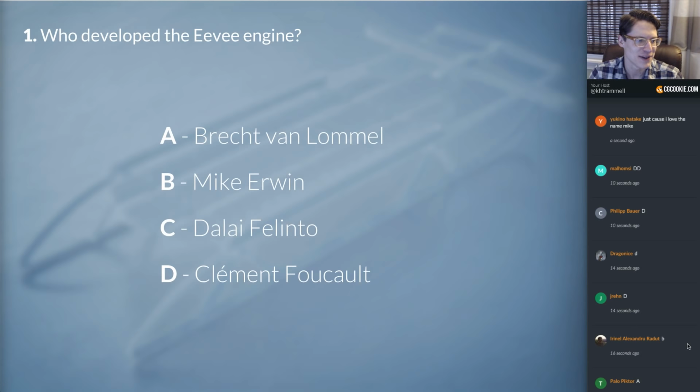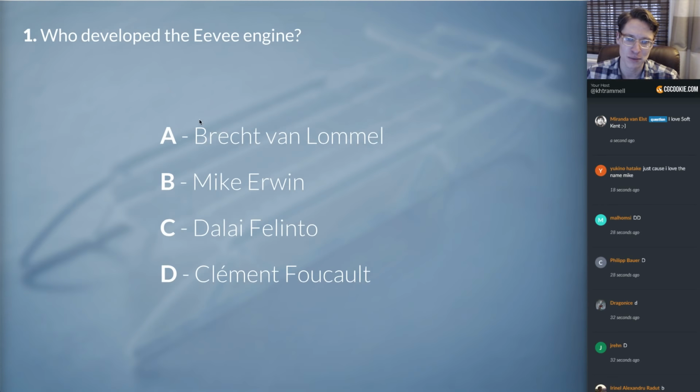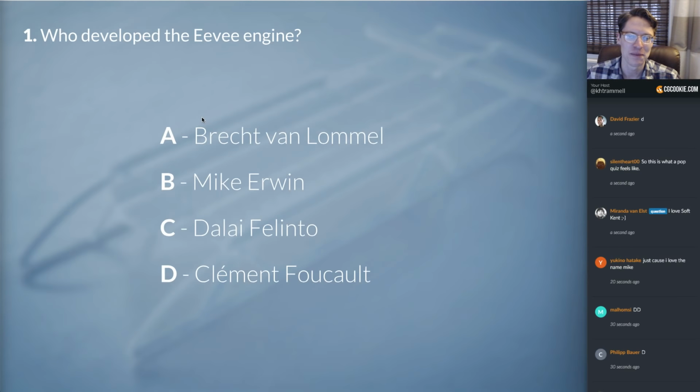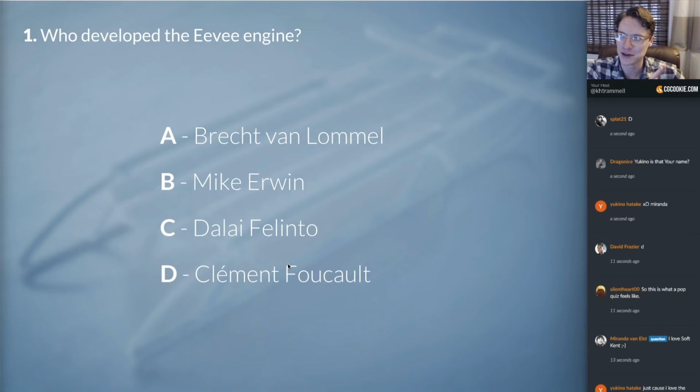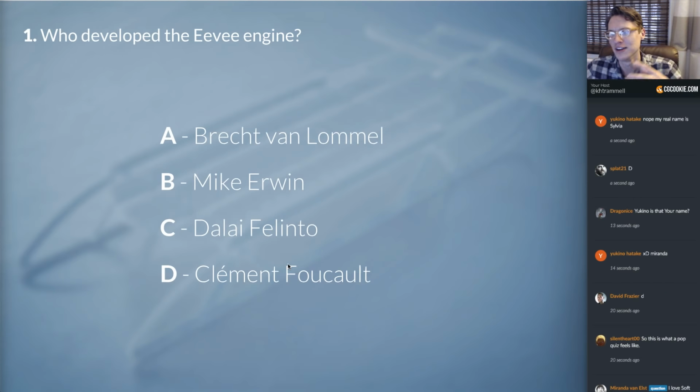But all right, I think everybody's finished. So the correct answer is D, Clement Foucault, I think is how you pronounce it. I was trying to find for sure who was the creator of Eevee, just like everyone knows Brecht van Lommel did Cycles. It was hard to find Clement. I couldn't find that explicitly stated anywhere. He's part of the original team, and he was responsible in that blog article from the Blender development team for the PBR. He's doing all the PBR stuff with the new Viewport team, so I'm pretty certain that Clement is the creator, and most of you seem to know that as well.